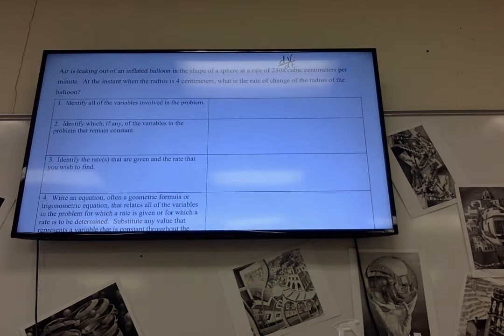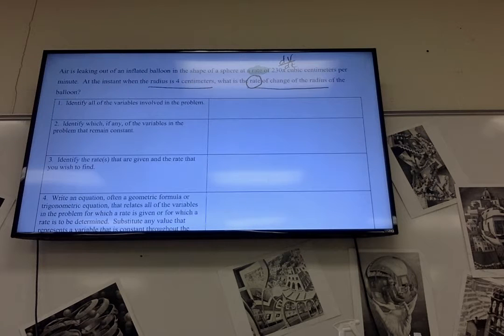Rate. Excellent. Where is the word rate? The word rate tells us it's a derivative. At the instant when the radius is 4 centimeters, we want to know the rate of change of the radius. So that's another rate. We're doing 2 rates? Well, one we're finding, one we have.